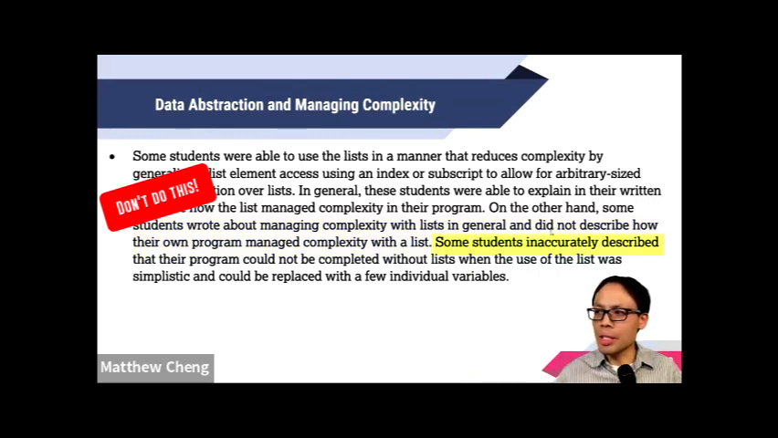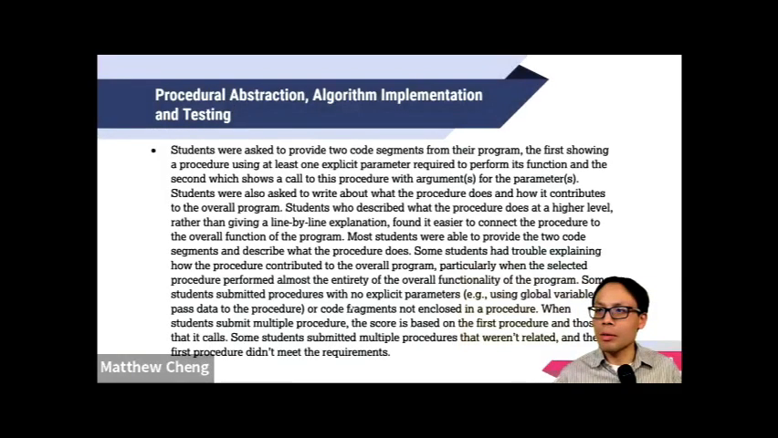In addition, some students inaccurately described that their program could not be completed without lists when the use of the list was simplistic and could be replaced by a few individual variables. All right, so procedure, abstraction, algorithm implementation, and testing. Again, this is row 4, row 5, and row 6. Some other things that happen.